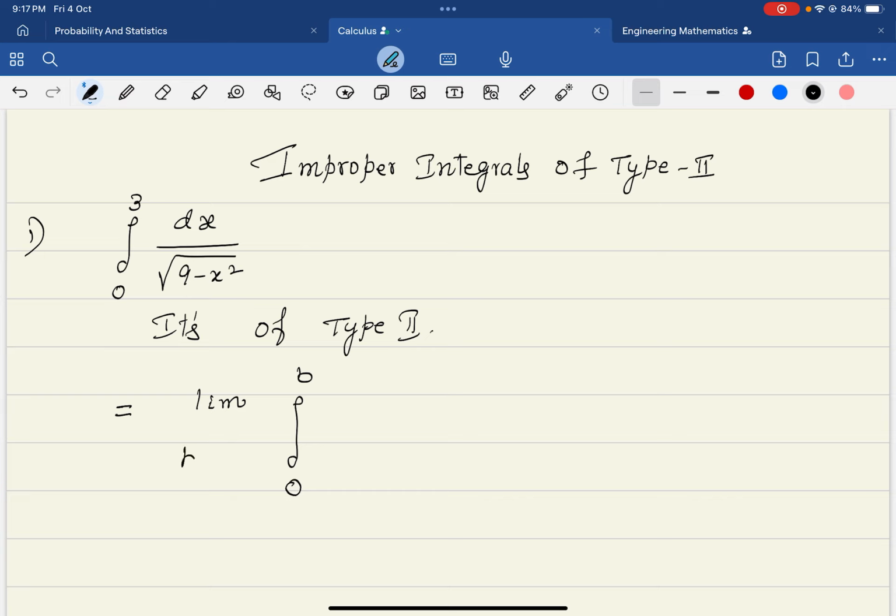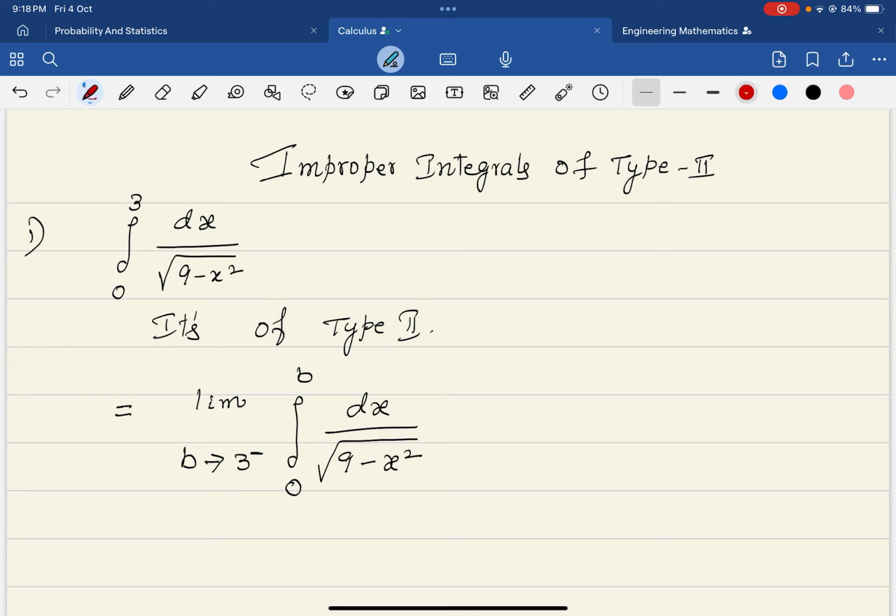Now what is this b? b is going to the limit value 3. So now we write 3 minus. Why? Because when b goes to 3, the value becomes infinity, so we just write the left hand limit of 3. That means 3 minus. So that is given by the integral of dx over square root of 9 minus x square.